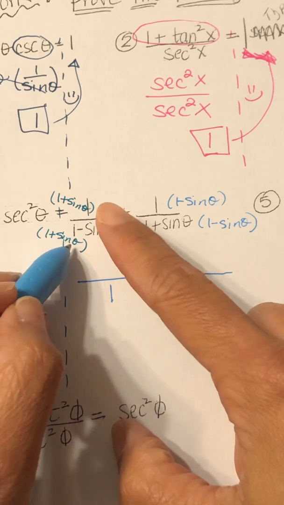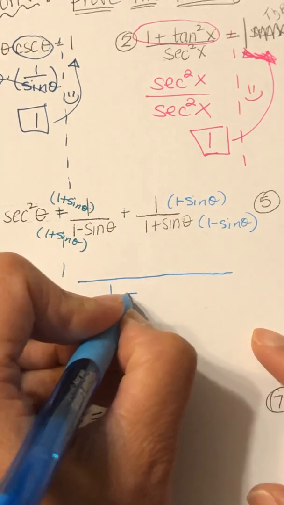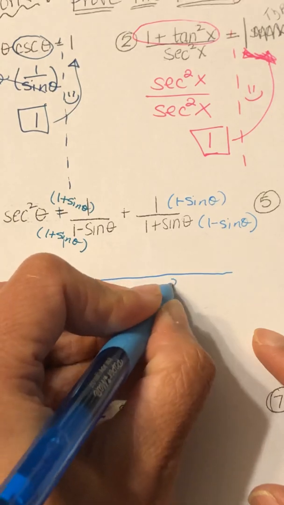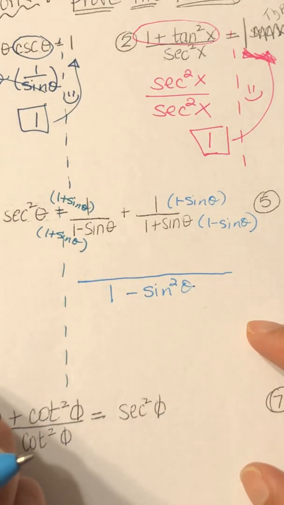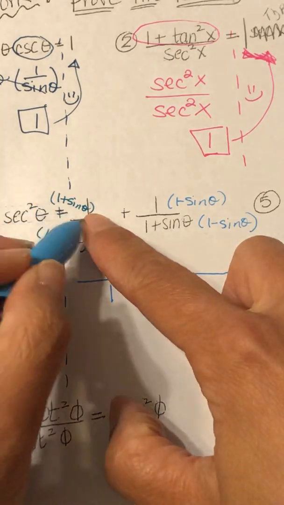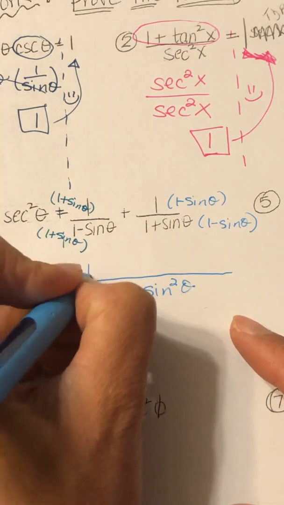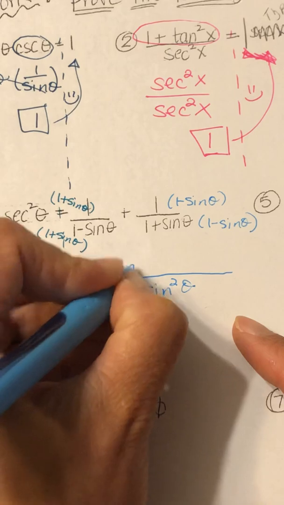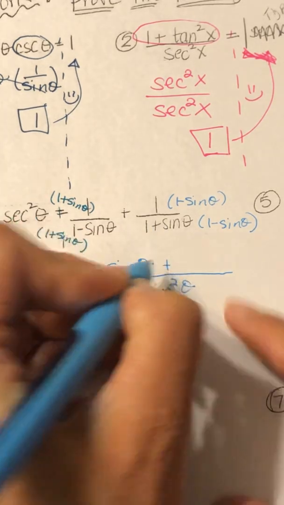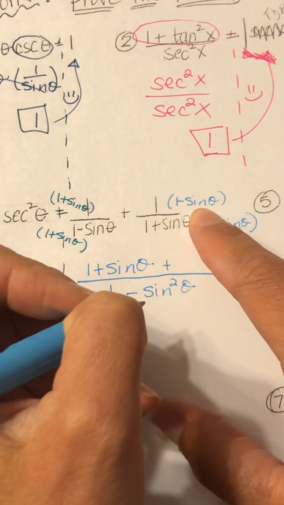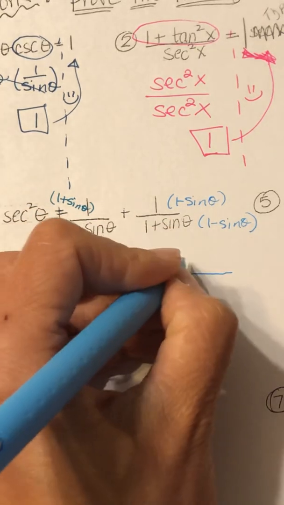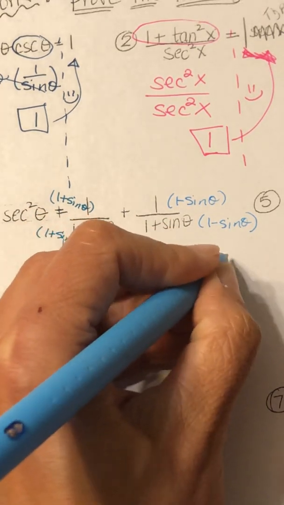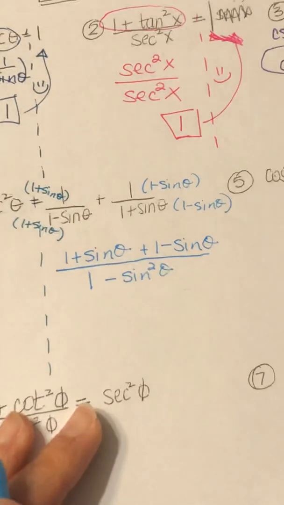And then sine theta times negative sine theta is negative sine squared theta. Okay, so that's the denominator. In the numerator, I have 1 times 1 plus sine theta, so I'm going to have a 1 plus sine theta. And for the other fraction, I'm going to have 1 times 1 minus sine theta, so I'm going to have plus 1 minus sine theta, because multiplying by 1 doesn't change it.